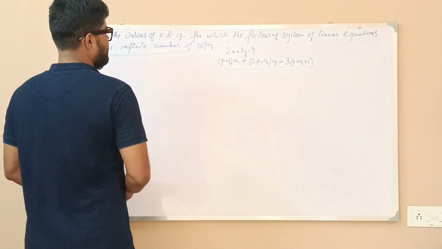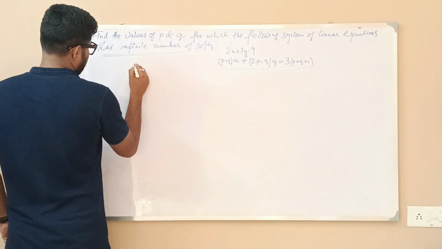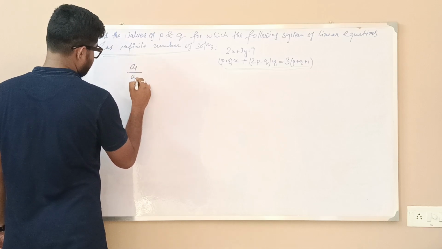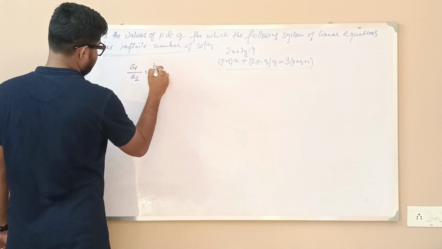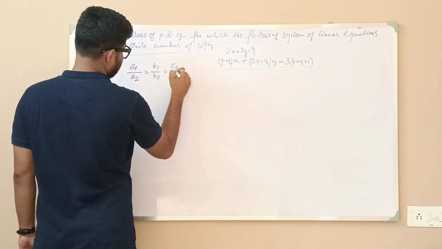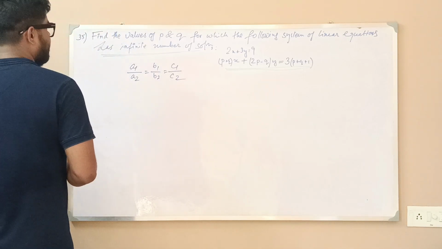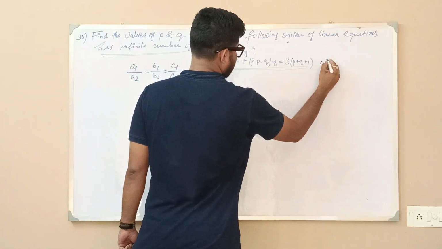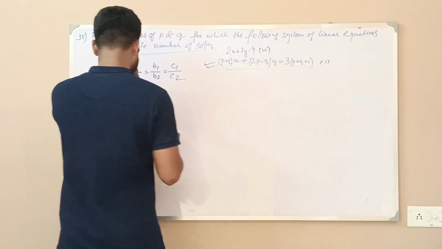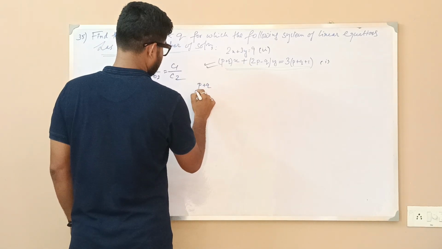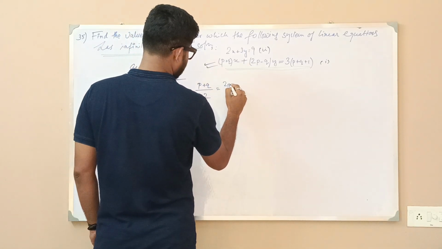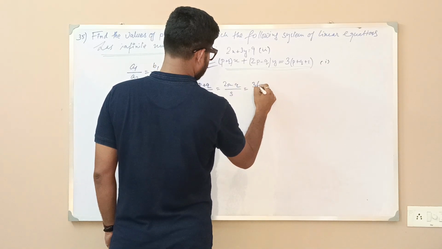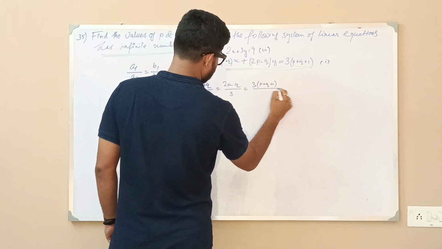Okay. So for that, A1 by A2 equals to B1 by B2 equals to C1 by C2. So let us name this equation as 1 and this as 2. Okay. So P plus Q by 2 equals to 2P minus Q by 3 equals to 3 into P plus Q plus 1 by 9.